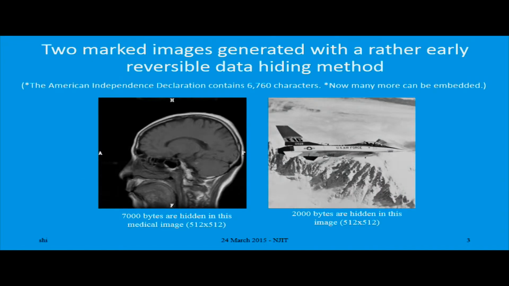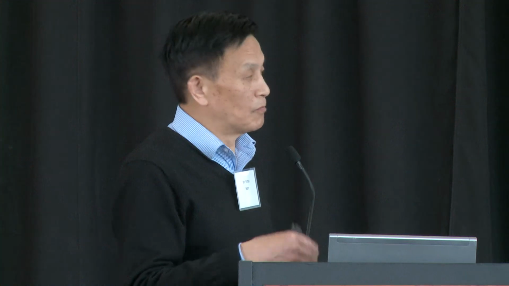Then, for instance, these two images: the left-hand side image is a biomedical image, 512 by 512. That is the image size, 512 pixels horizontal, 512 pixels vertical. Then we can hide 7,000 bytes reversibly. We notice that a document can be completely hidden inside the left-hand side image. In the right-hand side image, we hide something like 2,000 bytes. Those results are from early days even, so now we can be even more powerful than shown in these two images.